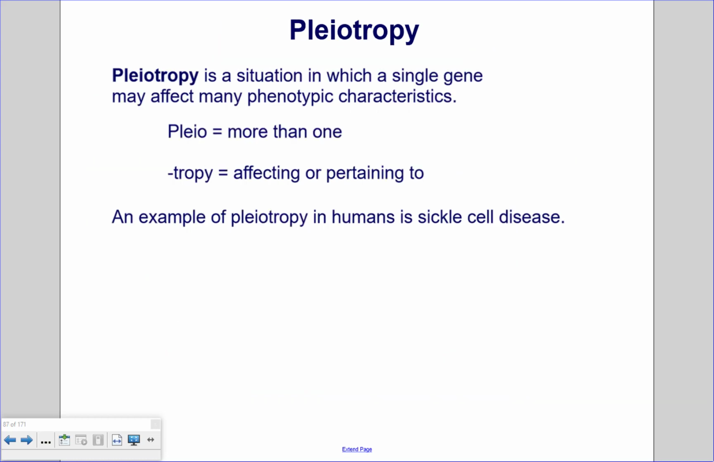Pleiotropy. Pleiotropy is a situation in which a single gene may affect many phenotypic characteristics. Pleio means more than one, and tropy means affecting or pertaining to. An example of pleiotropy in humans is sickle cell disease.